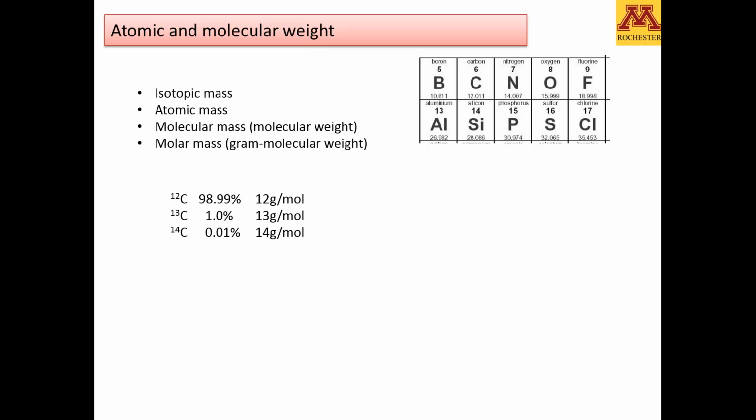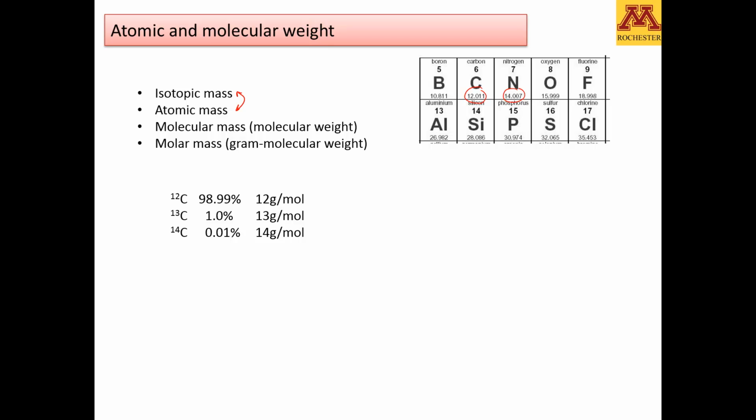But before we jump into reactions and balancing reactions and all that fun stuff that awaits us ahead, it's important to talk a little bit more about atomic mass and molecular mass, so that we really understand what's behind these numbers that we see in the periodic table. First of all, I want to distinguish between two terms, isotopic mass and atomic mass.